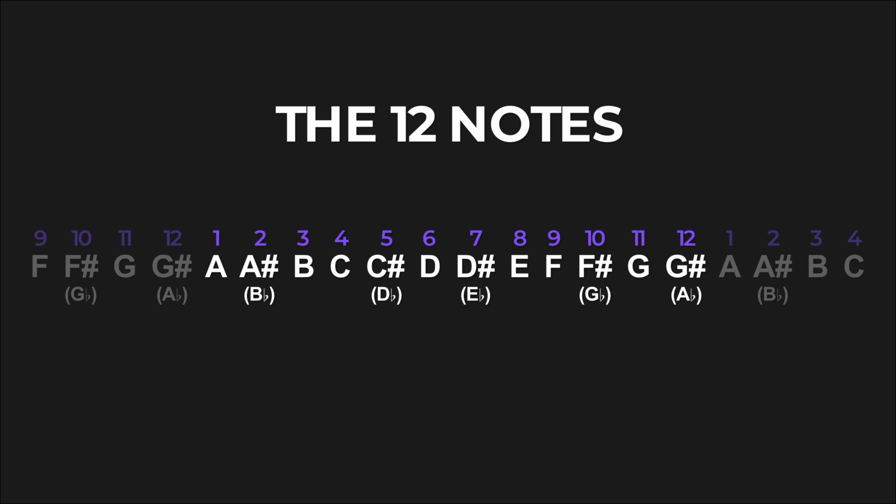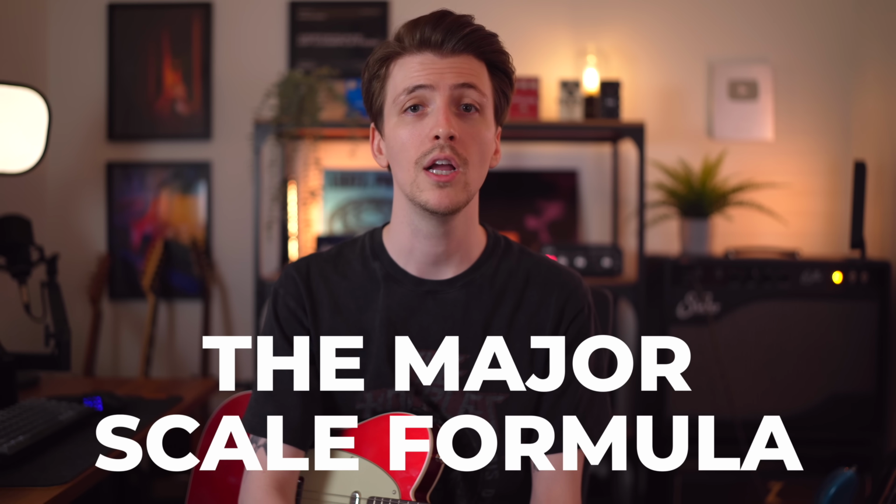Now, in music, we have 12 notes that continually repeat up or down, and to make them sound musical, we have to eliminate some of them. We do this by applying something called the major scale formula, which narrows these 12 notes down to 7 notes to create a major scale. The easiest way to learn and remember the major scale formula is as a phone number.